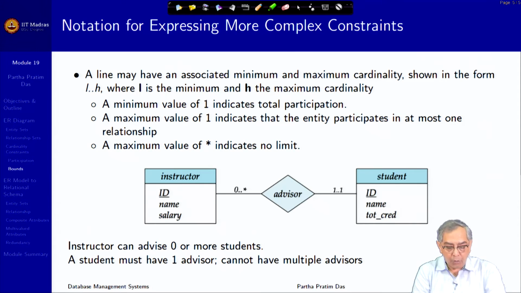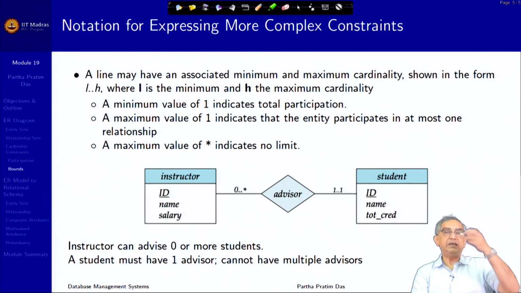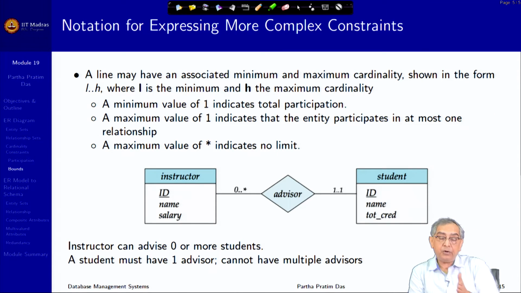Whereas, on the instructor side it is saying it is 0..*, star means anything, it is a wild card, no limit. So, it says 0..*, which means that an instructor may not have a student, may have 1 student, may have 10 students, may have 1000 students, everything is possible. So, this is a pure modeling of the many, and the moment you include 0, it means that it is possible that the instructor does not feature in the advisor. So, the participation is partial. Right.